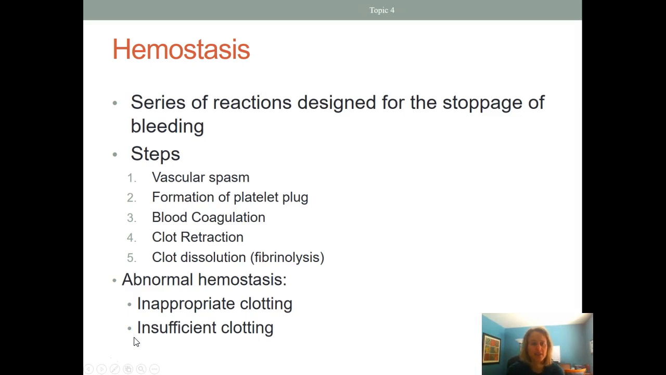Hemostasis is a series of reactions designed to stop bleeding. There are multiple steps, starting with a vascular spasm to minimize blood loss, followed by the formation of the platelet plug, blood coagulation, which involves clotting proteins, clot retraction, and then clot breakdown or fibrinolysis. After we talk about normal hemostasis, we're going to talk about abnormal hemostasis, in which we have either inappropriate clot formation or insufficient clot formation.